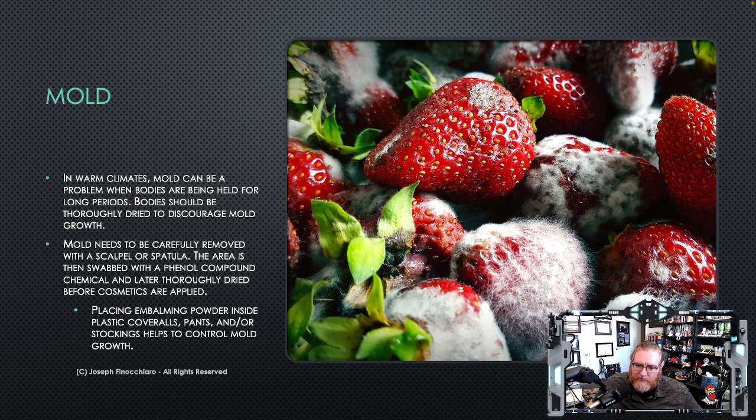Mold is a huge problem for us. It leads to discolorations. You have to scrape things off, which then leads to high cosmetic application. Controlling mold should be one of your greatest concerns when you're looking at long-term storage of bodies.